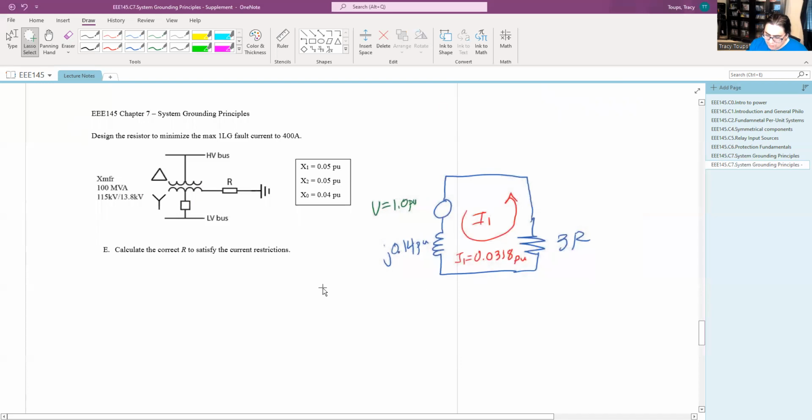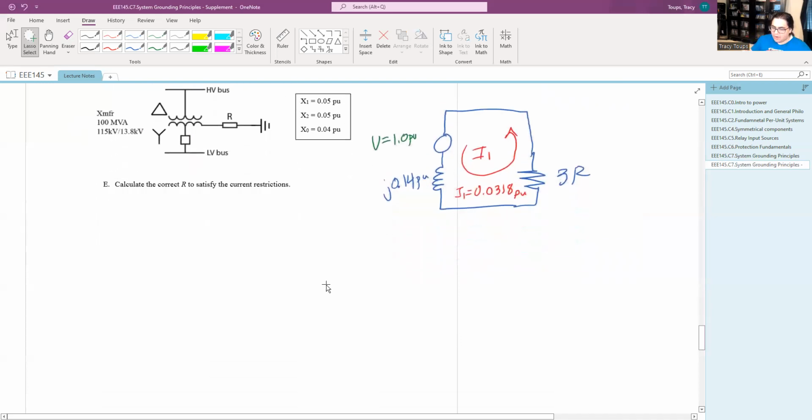Okay, so now part E is I want to calculate R. I have a circuit. We can do basic circuit analysis. Now, don't forget, this is phasors. This can be a little more complicated, okay? Because there's a reactance involved. So let's think about circuit analysis. We have a voltage, right? This is equal to 1.0 per unit.